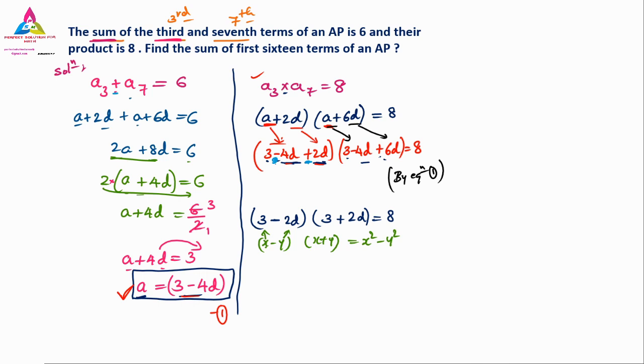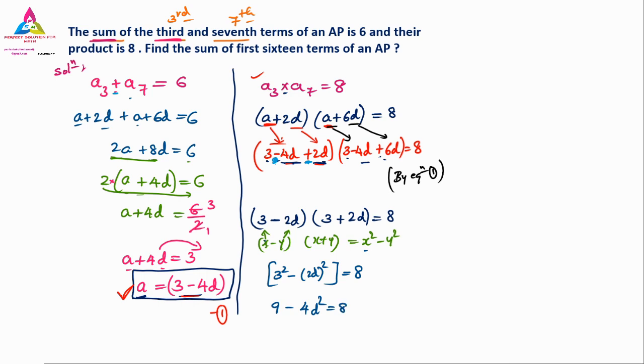So x square, what is x square? X value is 3, yes? In place of x we have 3. So 3 square minus (2D) the whole square. See, I will put the bracket because this square is for both 2 and D. That is equal to 8. What is 3 square? 3 square is nothing but 9. Minus 2 square is nothing but 4, and D square, keep it as it is, D square only, and the 8 I write as it is.